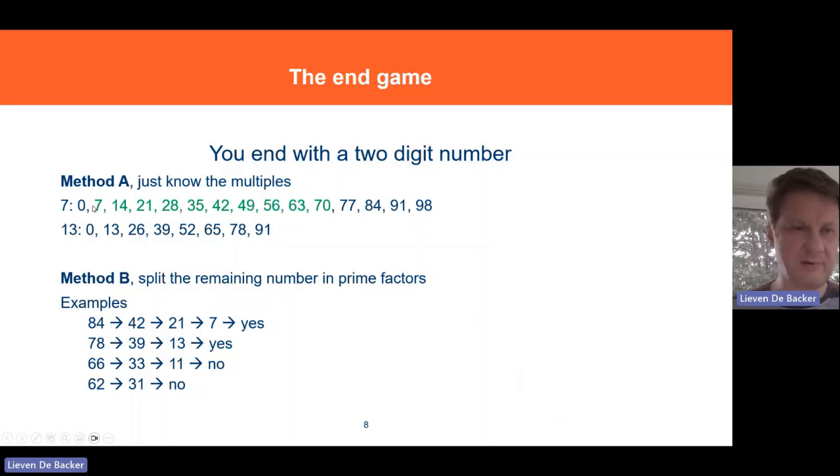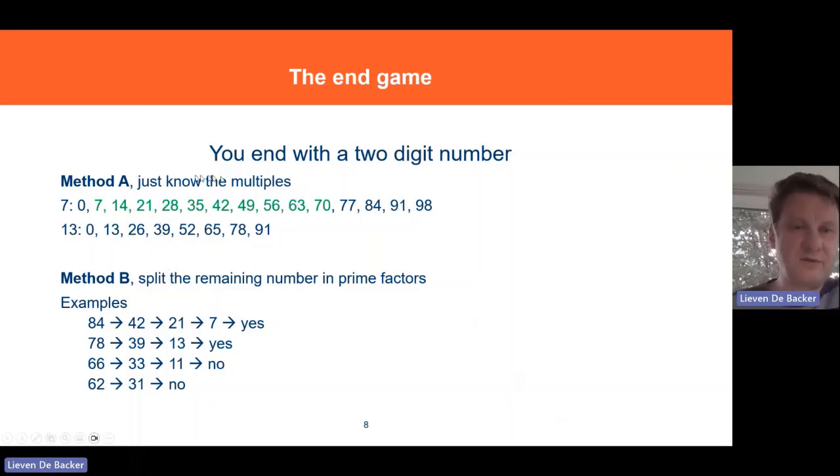Well, 0 is a multiple of everything. The green numbers you learned through the tables of multiplication, so you also know them. 77 is also easy, so 84 is the only hard one to remember. 91 is the base of this method, so you should know it after this movie. And 98, if you subtract 91, you will find 7, so then you know it's divisible by 7. For 13, yeah, you have to learn them by heart. They're here, you can see the numbers. When you memorize them, you know it.